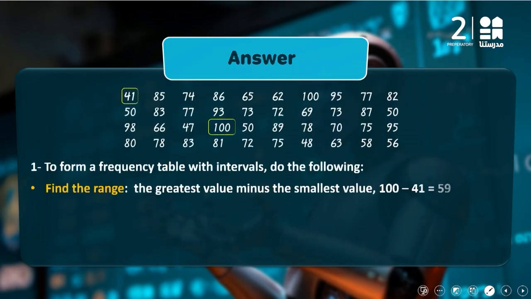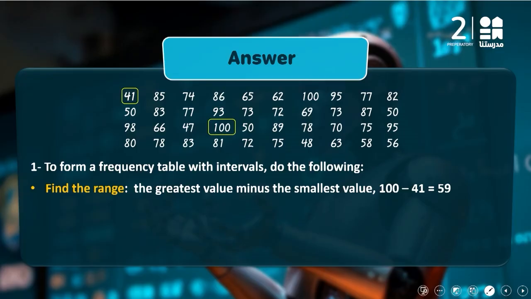First, to form a frequency table with intervals, we will do the following steps. Number 1, we will find the range. What is the range? The range is the greatest value minus the smallest value. So we have the greatest value 100 and the smallest value 41. So the range equals 100 minus 41, which equals 59. So we have the range equal to 59.